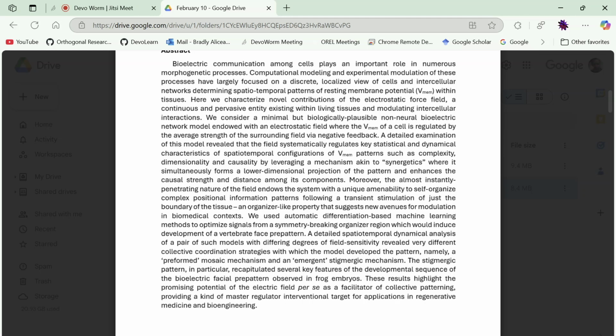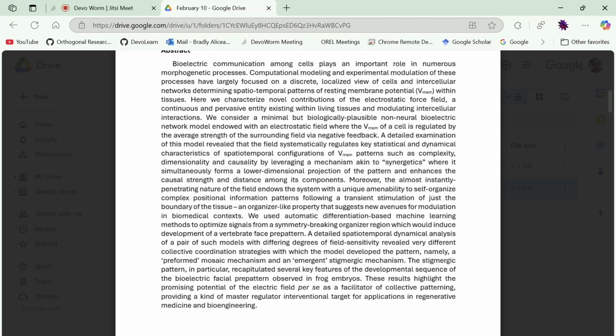We used automatic differentiation-based machine learning methods to optimize signals from a symmetry-breaking organizer region, which would induce development of a vertebrate face pre-pattern. So they're looking for this face pre-pattern. They want to simulate this face pre-pattern, using differentiation-based machine learning methods. They're basically trying to take signals from this region of cells, this bioelectric pattern, and then develop this pattern in silico, as I understand it.